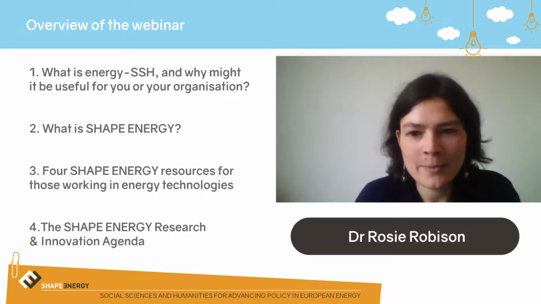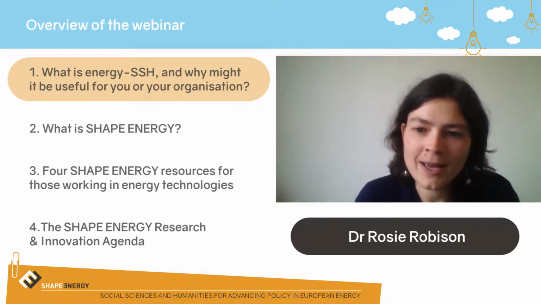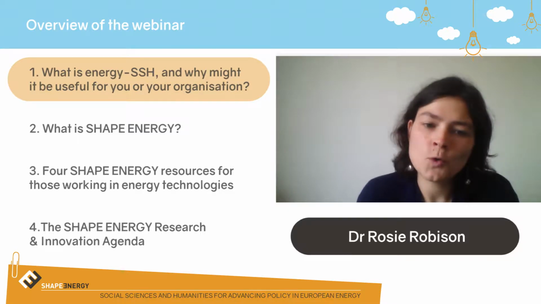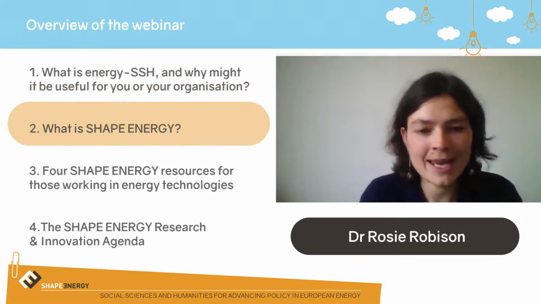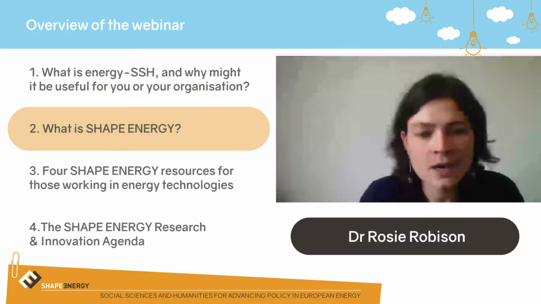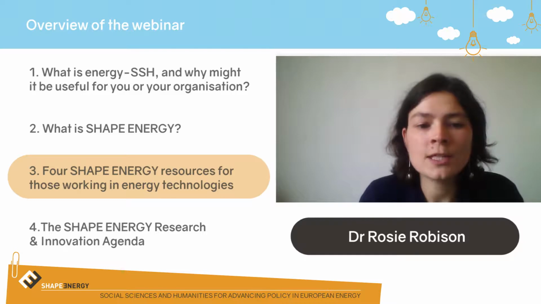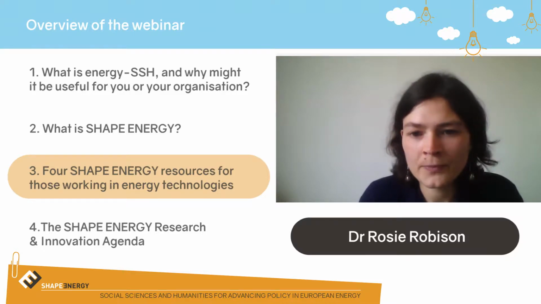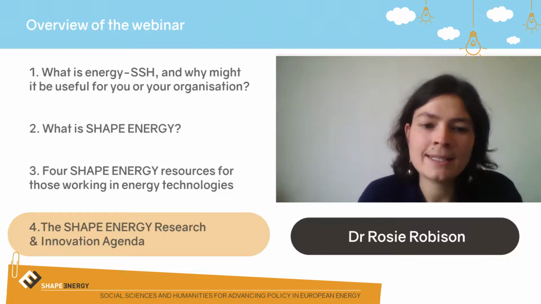So a quick overview of what this webinar is going to cover. We're firstly going to explain, well, what are the energy-related social science and humanities, and why might they be useful for you or your organisation if you are working in an energy technology focused project. We're going to explain what the Shape Energy platform is, and we're then going to highlight 4 key resources from the Shape Energy platform, which we feel may be useful for your projects. And finally, we're going to end with the Shape Energy Research and Innovation Agenda, which is an action-based set of principles, which is coming out at the end of the Shape Energy platform, aimed at helping support energy-SSH in having an impactful role over the next decade.